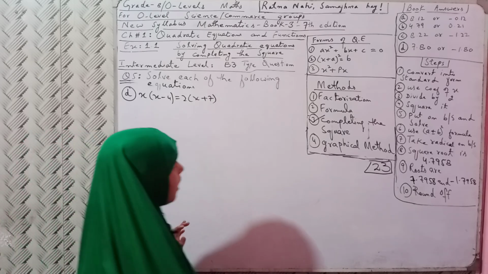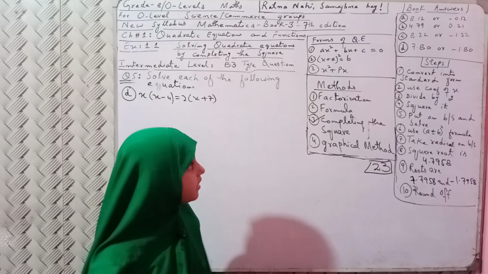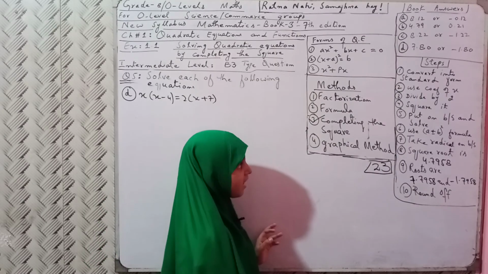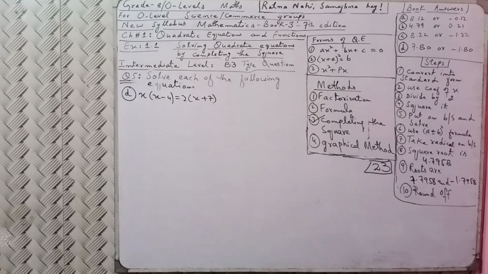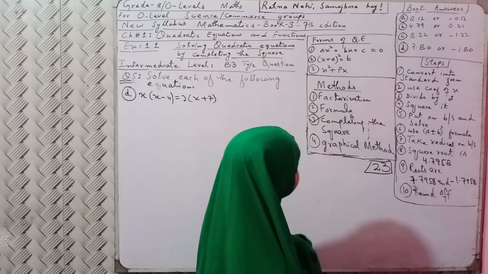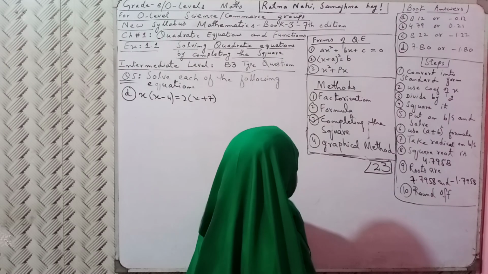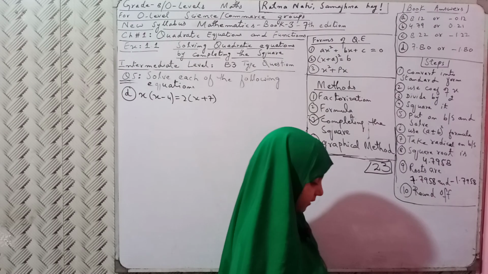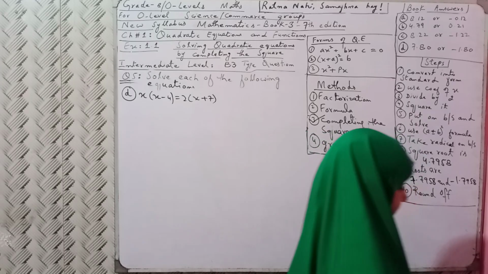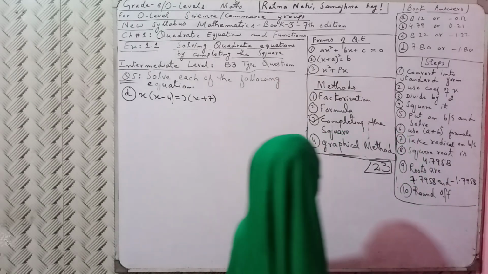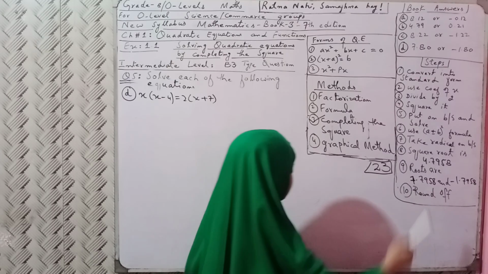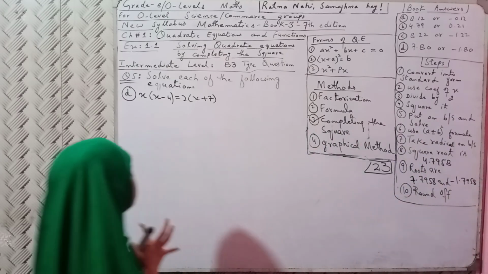Here the quadratic equations are written, along with the method, and today we are going to do the completing the square method. The book answers and the steps are also written. So you can see we are going to start this Book 3 O-level question. The first step is converting to standard form.